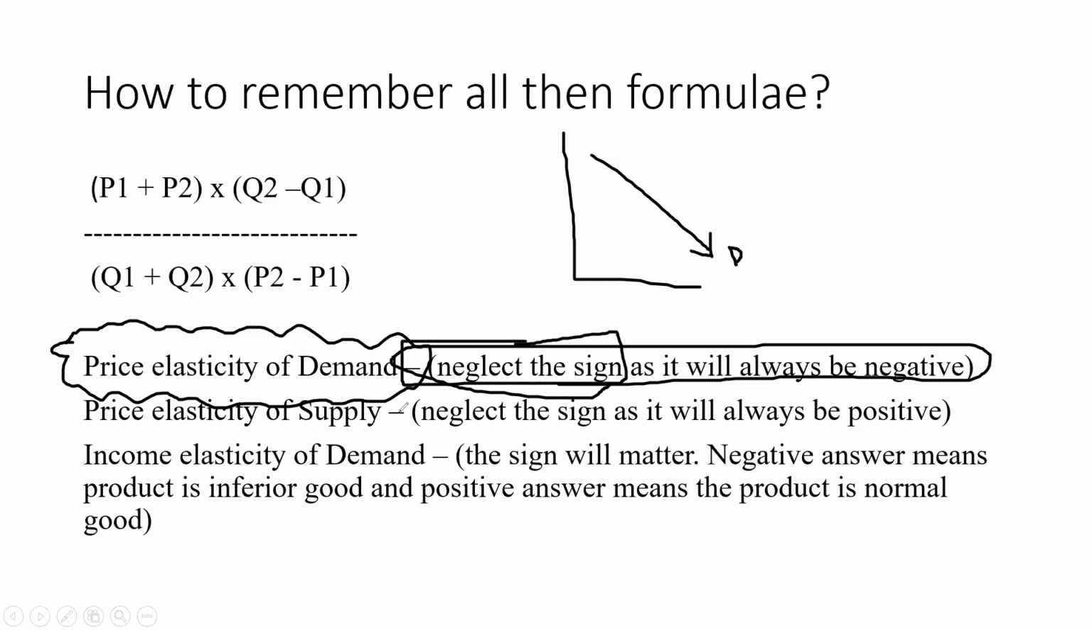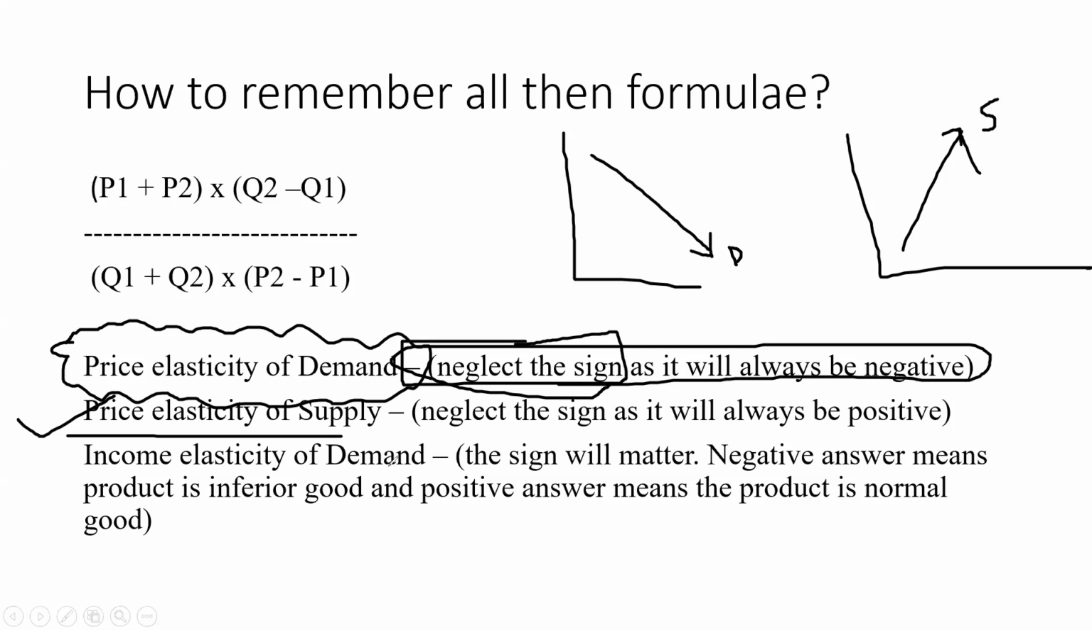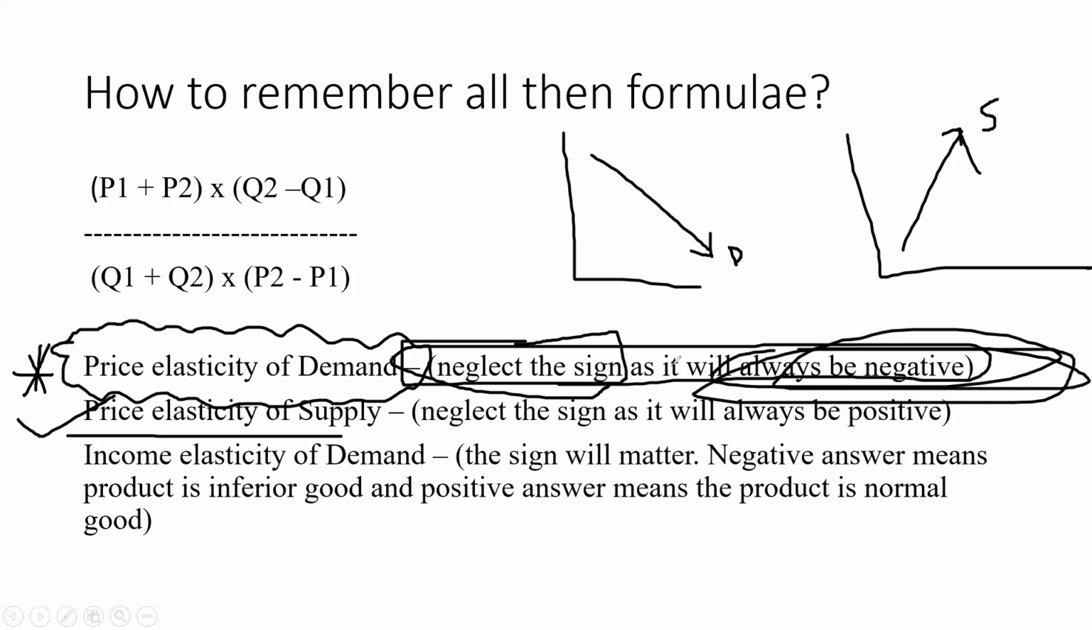It's different for price elasticity of supply. Your supply curve is an upward curve, isn't it? So for a supply calculation, your answer will always be positive. So you don't have to worry about positive or negative when it comes to price elasticity of supply. You only have to worry about price elasticity of demand. Your answer will always be negative, so get rid of the minus sign, okay? And that always negative answer is because the demand curve is downward sloping.